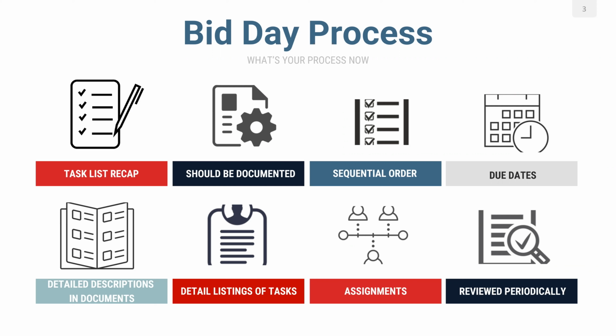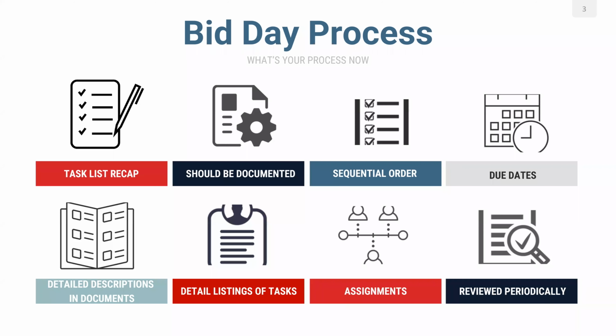Great point, Kyle. First, the task list recap. We just talked about an example of that a moment ago. We also described the detailed description that goes with each of those tasks. We talked about it should be documented. So whatever your documentation process is for your company, whether it's a binder or a fancy integrated accounting electronic system, it needs to be documented. And obviously, you're going to have a detailed listing of those tasks. Again, whatever those tasks are from day one.